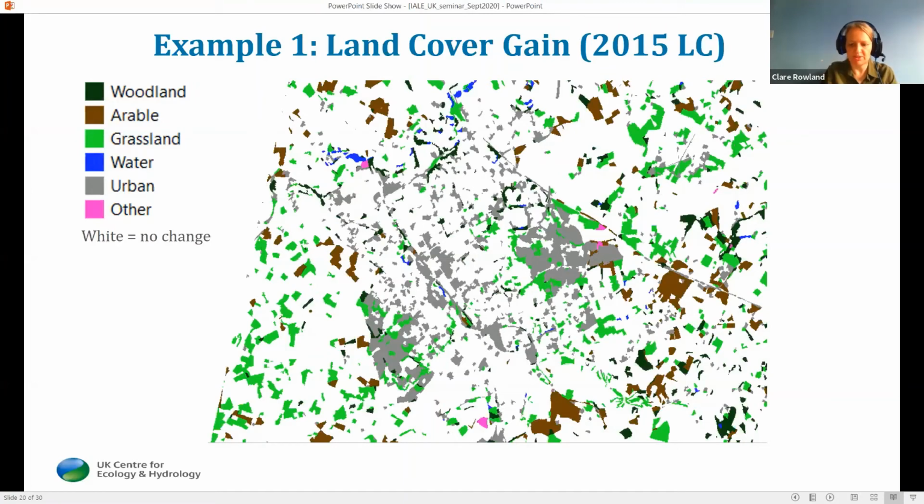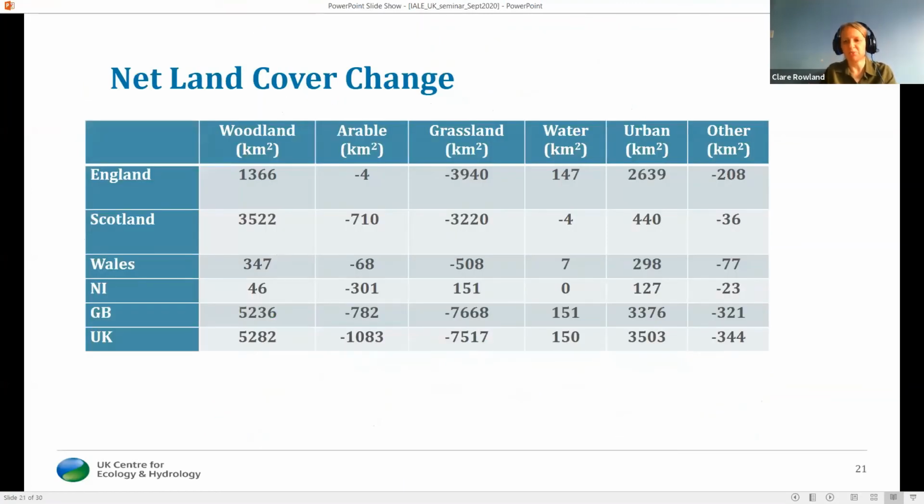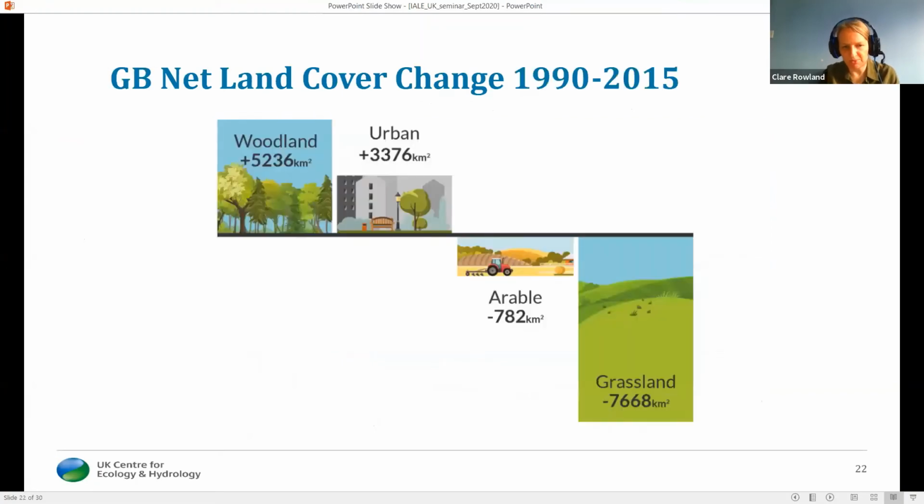For most of the rest of the presentation, I'm going to focus on a more summary level or UK level stats. So we've produced net land cover change statistics for each of the devolved administrations and for GB and UK. We've also got some fancy infographics. At the moment, they're GB level because we didn't have the Northern Ireland data ready to go when we needed the statistics for the infographics. But they stand quite well for the UK level stuff. And basically what we see is an increase in woodland and an increase in urban area. And that's at the expense of arable and predominantly grassland.